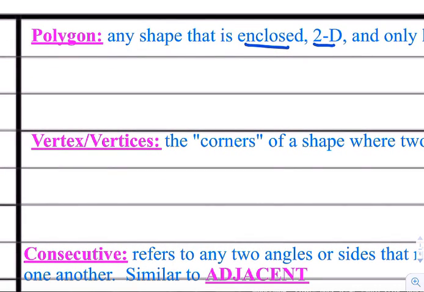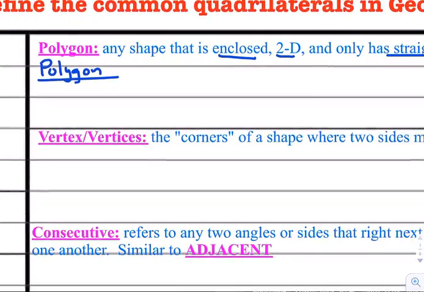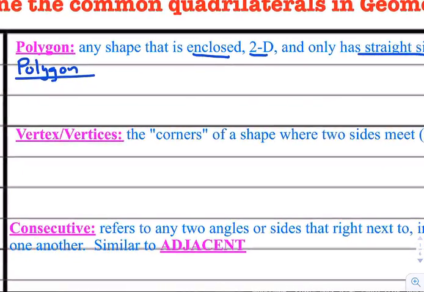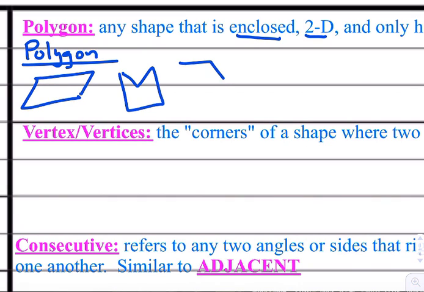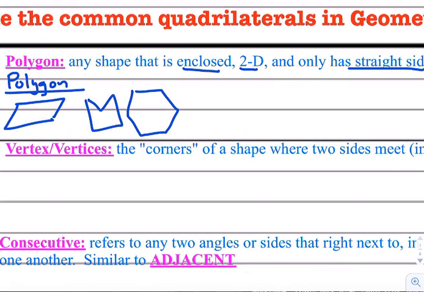The best way I can explain this is to show you a list of polygons and a list of non-polygons. Polygons are enclosed, two-dimensional, which means they're flat, and only have straight sides. A polygon is going to be something like this, or like that, or if I can freehand draw, that's not bad, a hexagon. Those are what we call polygon shapes, and certainly something like a triangle would also be a polygon.